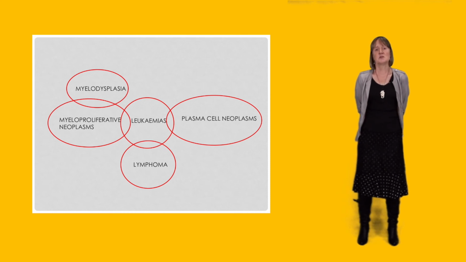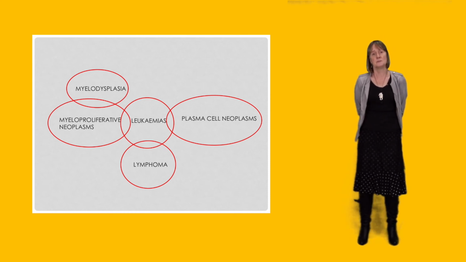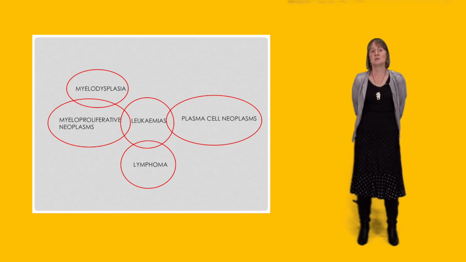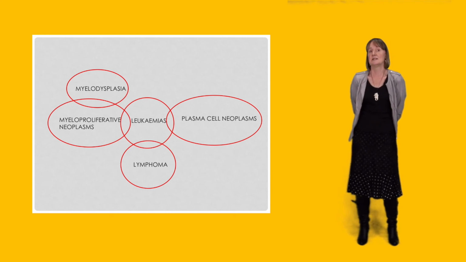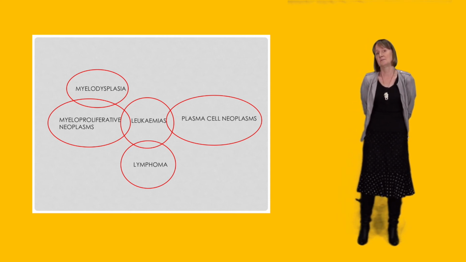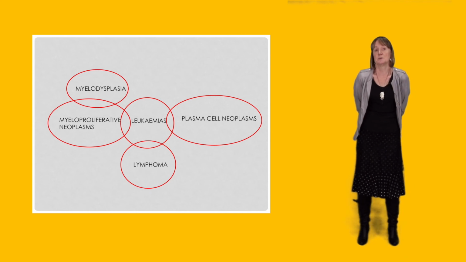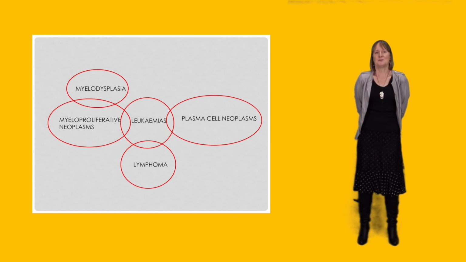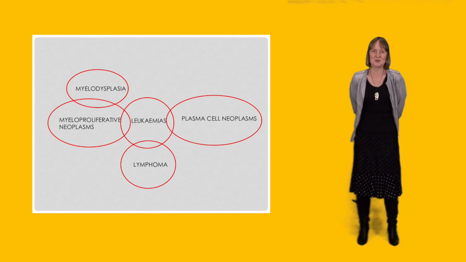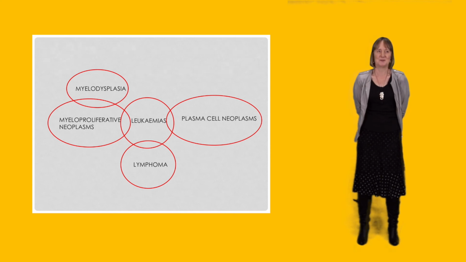You'll notice that the circles do overlap, and that's deliberate because there are overlap conditions. There are conditions that don't exactly fit into, say, myelodysplasia or myeloproliferative disorders, and they would be labelled as myeloproliferative/myelodysplastic. And similarly, some of the leukemias are really essentially the same as some of the lymphomas, so there's an overlap there. But this is just to give you a foretaste of what's coming with the rest of this particular part of the course, so that you know where you're up to.